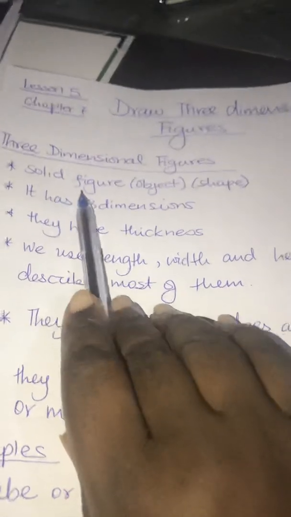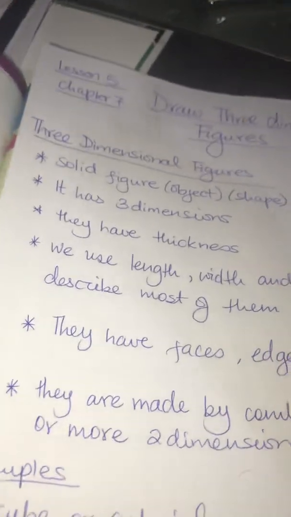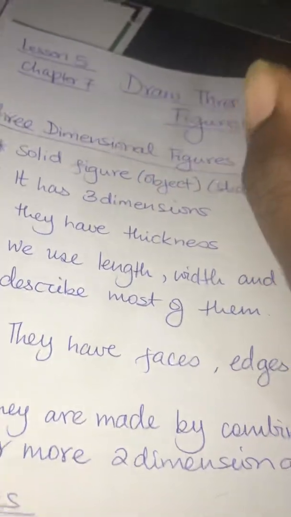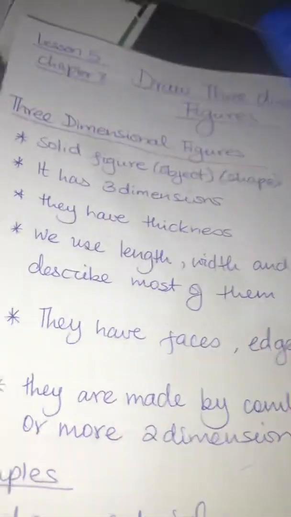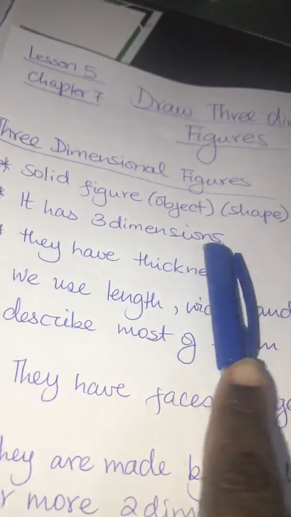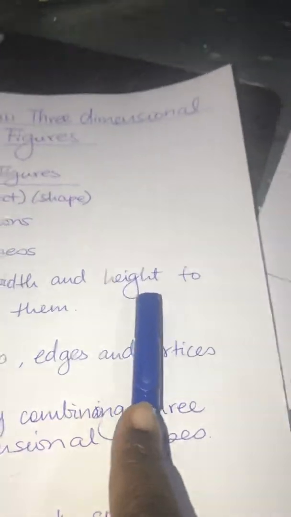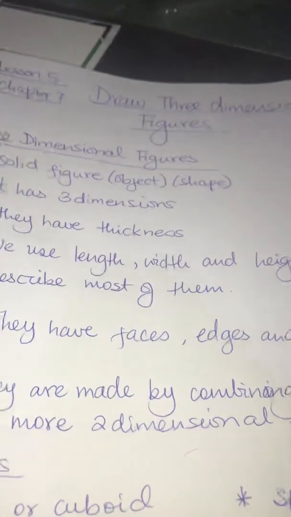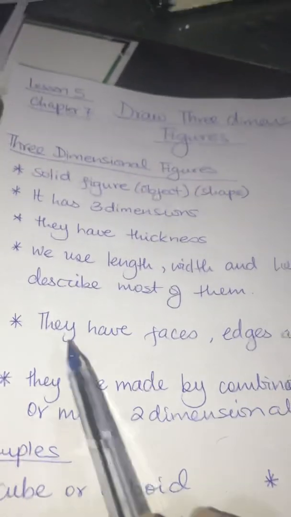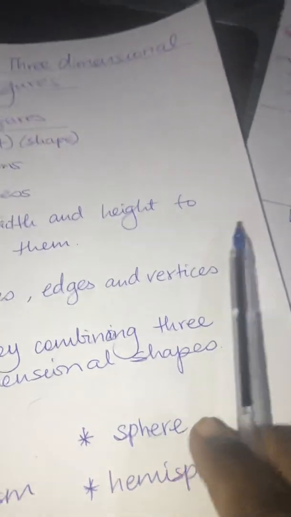So, I have said here, a 3-dimensional figure is a solid figure or an object or a shape, but it has to be solid. It's not a liquid, it's not a gas. It has to be solid. That means you can touch it in your hand like this. Okay? It should have thickness. It is described by using 3 dimensions. Majority of the time we use length, width, and height to describe them. Okay? 3-dimensional shapes are made of faces, edges, and vertices.